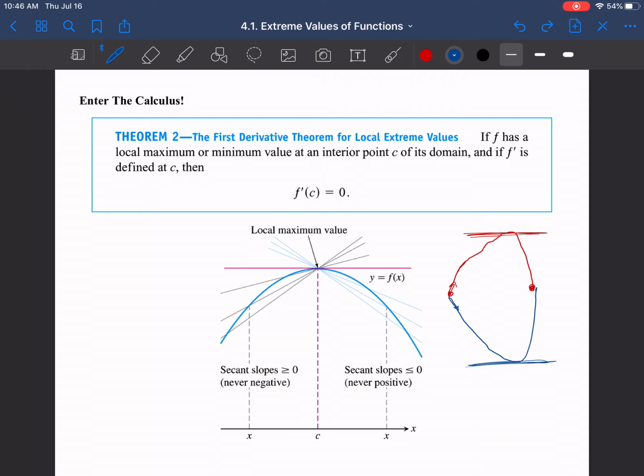Okay, and if that's the case, you notice at both those points where I have that horizontal slope is actually the highest or lowest point I get to, at least in that local area. And so that gives me that right there. So if we can find a place where the derivative is 0, then we're going to know that we've got a candidate for a local maximum.